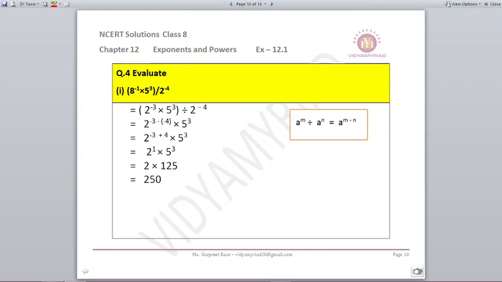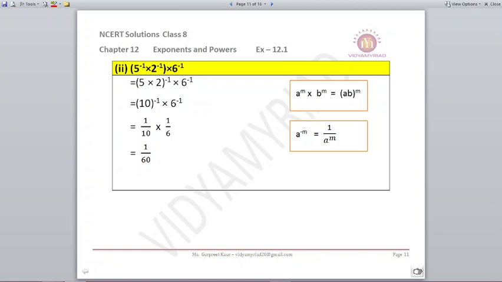We know in the case of division, we subtract the powers. So just keep the subtraction in the center and put other things in the bracket to avoid mistakes. So it becomes 2 raised to power minus 3 minus of minus 4 multiply by 5 raised to power cube, which is 2 raised to power minus 3 plus 4 multiply by 5 raised to power 3. So 2 raised to power 1 into 5 cube, which is 2 into 125. Answer comes to 250.